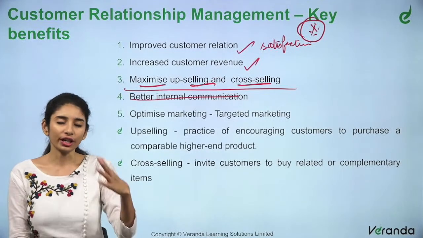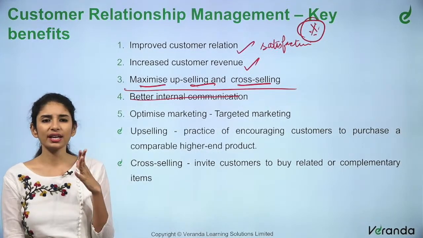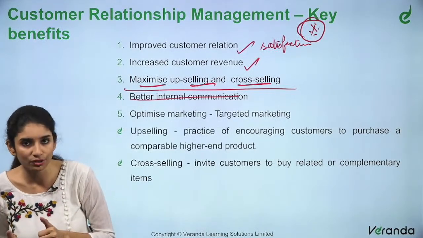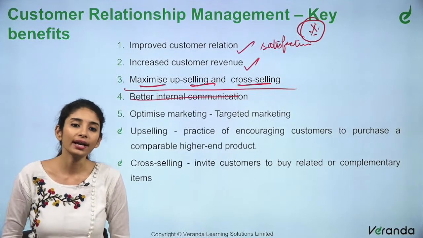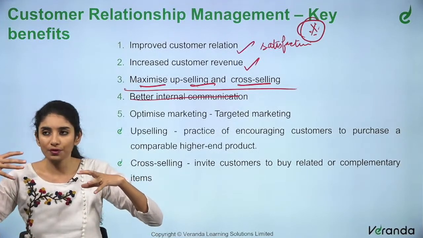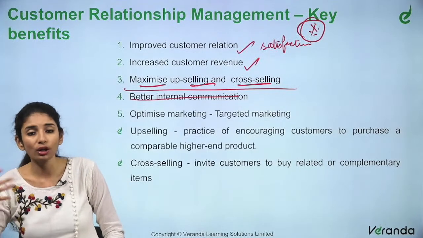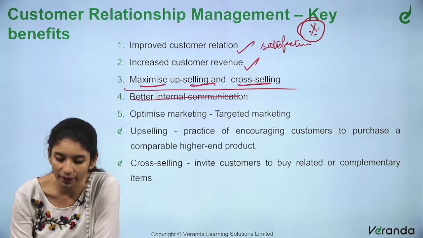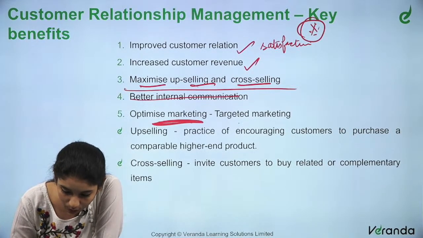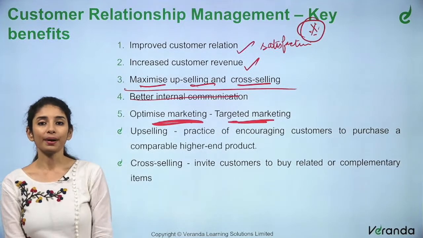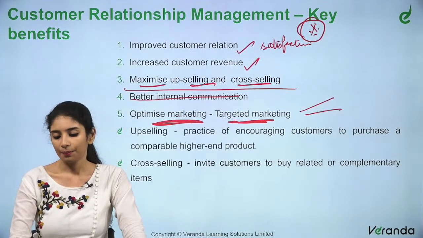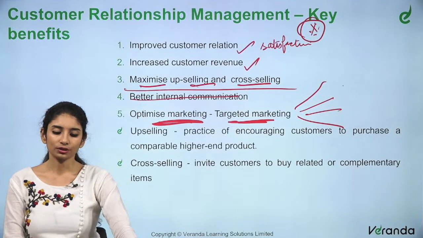Better internal communication. With a CRM module, everything is recorded: what I've spoken to them, what notes I've made, everything. Since it is recorded, I have very good internal communication with my own team, where they know what task I have left, whether they should continue or do anything in addition to get the customer. Optimizing marketing means targeted marketing, selling the right products to the right people.